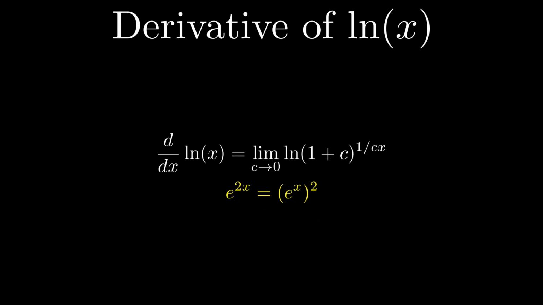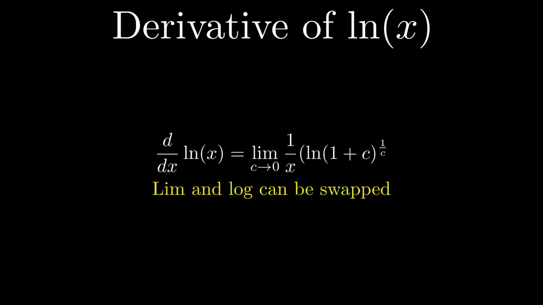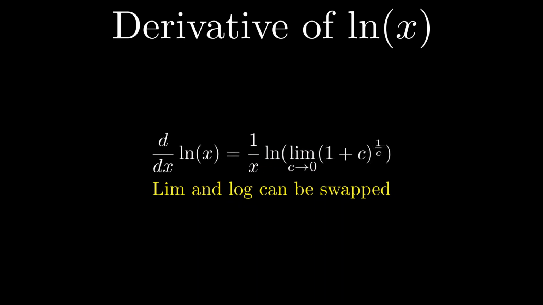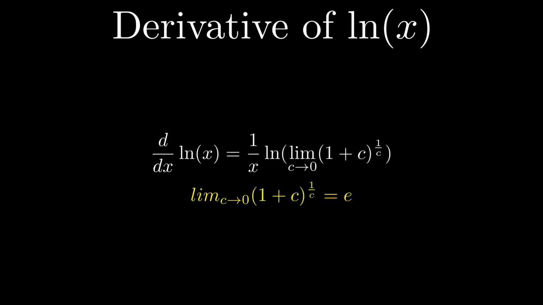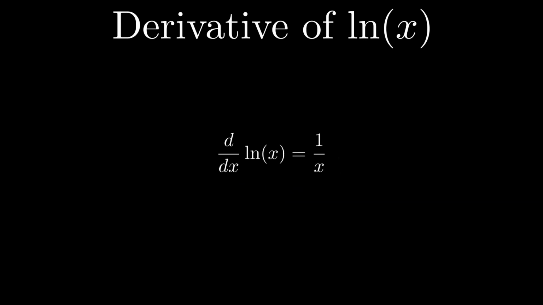We can separate the 1 over cx using the exponential properties shown, resulting in having a 1 over x, which we can pull out using the log property shown. We can pull this out of the natural log and the limit because it's not dependent on c. Then we can swap the limit and the log, resulting in the equation shown. Then we note that the limit as c approaches 0 of 1 plus c raised to the 1 over c power is equal to e.